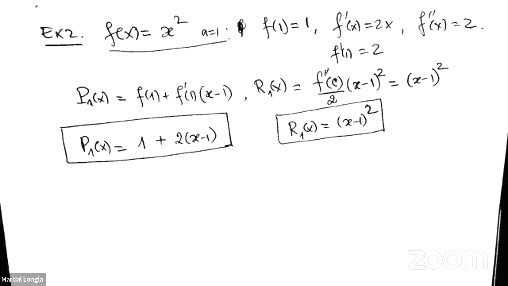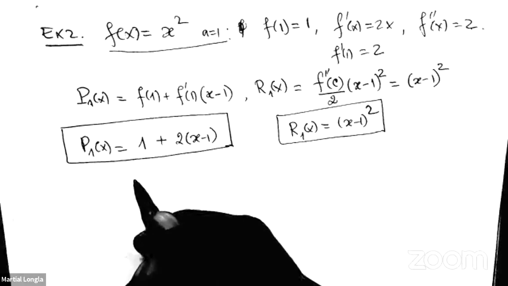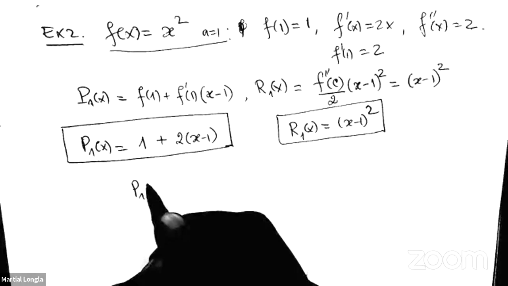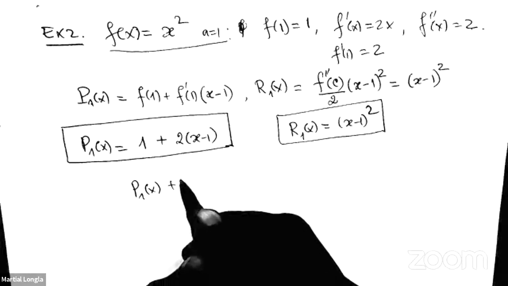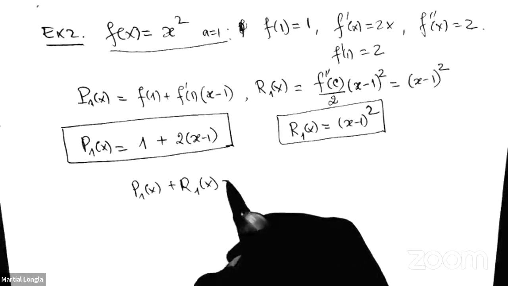Now, why am I taking these examples? To show you that when the functions are perfect, you can see clearly without any extra work that those things work. Now, you need to check that P1 of x in this example plus R1 of x, what is this supposed to be equal to?